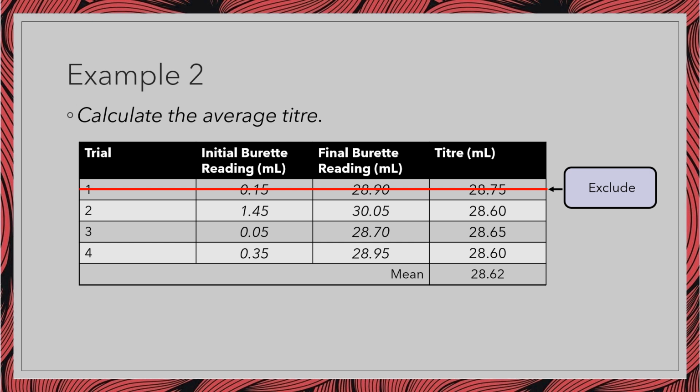Because all of the inputs are 2 decimal places, I'll just put the answers as 2 decimal places here as well, just because that helps us with our sig figs rules. So 28.62, that's our volume of sodium hydroxide.